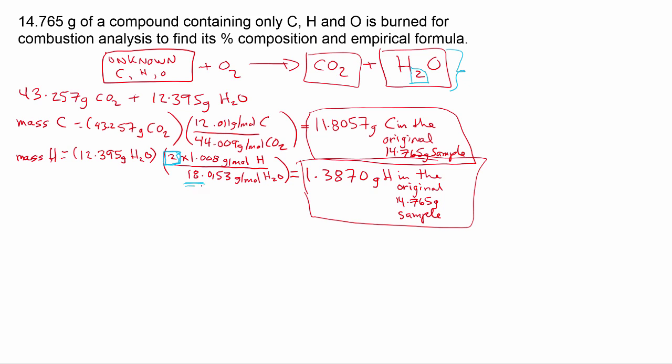So when we talk about the molecular weight of water, the contribution to that molecular weight that comes from hydrogen is 2 times 1.008. So make sure you have that 2 in there for that one. Okay, if you do that calculation correctly, then you end up with 1.3870 grams of hydrogen in the original 14.765 gram sample. Okay, so now that you have this, you can move to figuring out a percent composition, because a percent composition, really what it means is the mass of carbon divided by the mass of the sample. So let's do that right now.